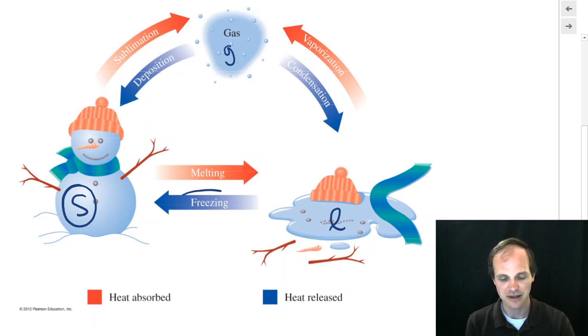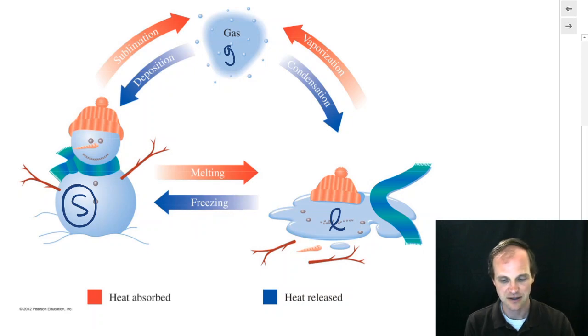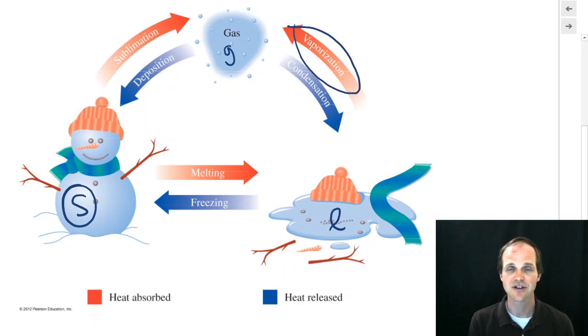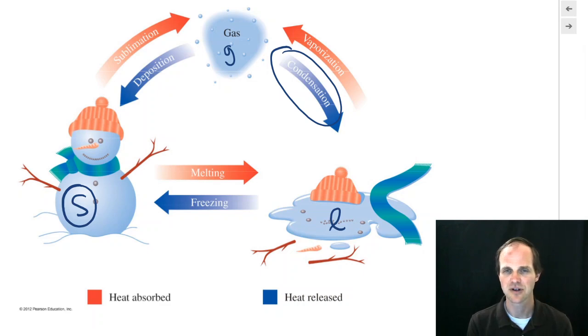When you go from a liquid to a solid, we call that freezing. A little less familiar to most people are the technical terms: going from a liquid to a gas is called vaporization, and going from a gas to a liquid is called condensation. And you've probably heard condensation referred to, water condensing on something. And that is the right term.